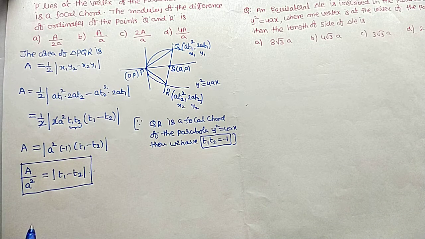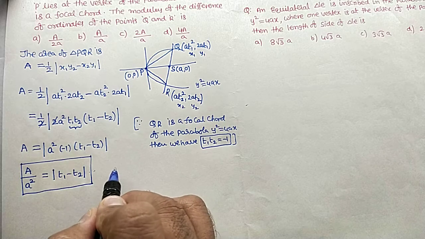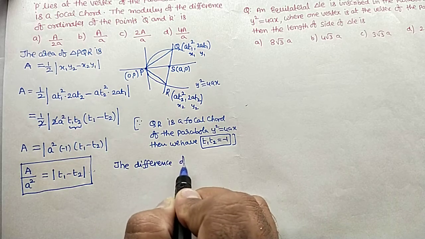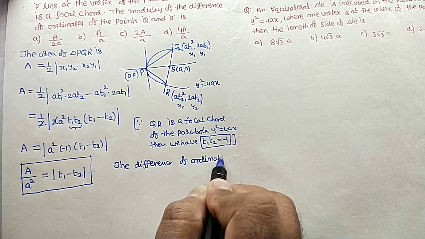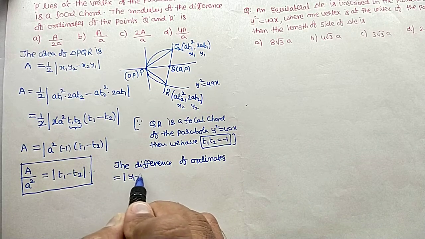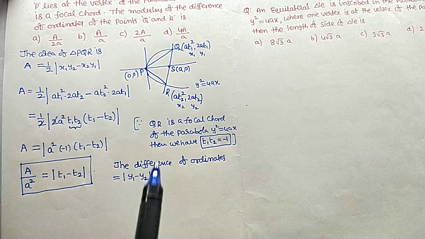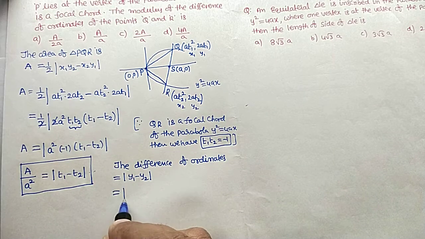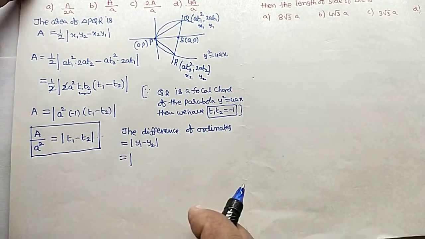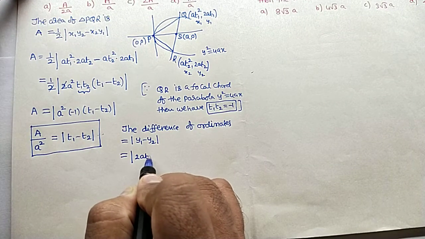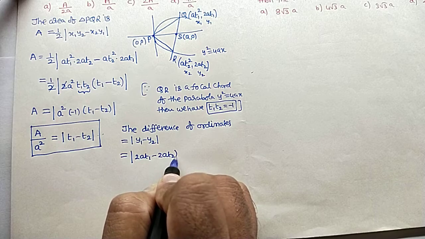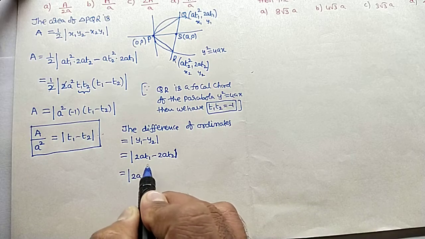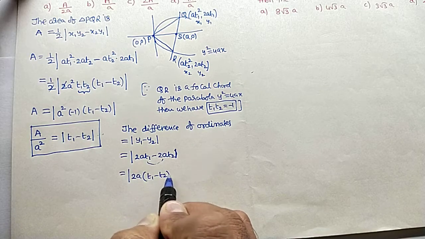The modulus of the difference of ordinates. What is the difference of ordinates? The difference of ordinates means y coordinates. Mod y1 minus y2. From the figure, y1 value is 2at1, y2 value is 2at2, which is equal to mod 2at1 minus 2at2. Again from these two, 2a take common, mod 2a into t1 minus t2.